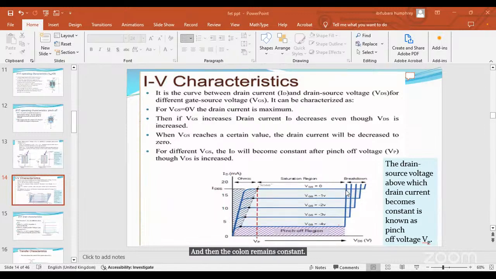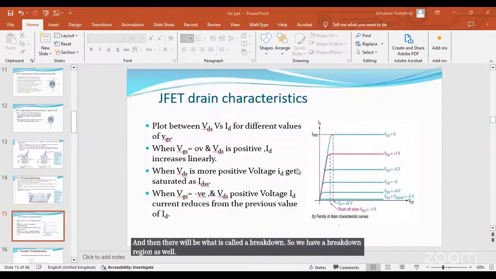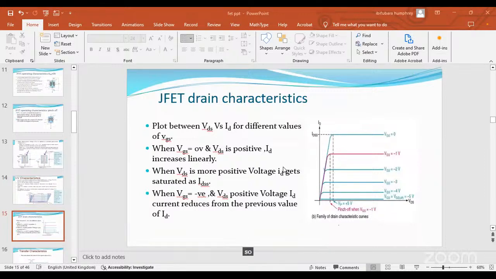And then when we keep increasing VDS, it will get to a point where the depletion region will not be able to withstand the voltage again, and then there will be what is called a breakdown. So we have a breakdown region as well. So this is another graph showing.